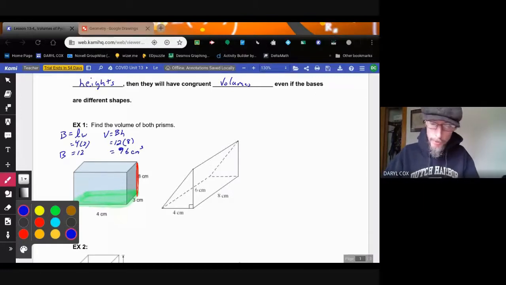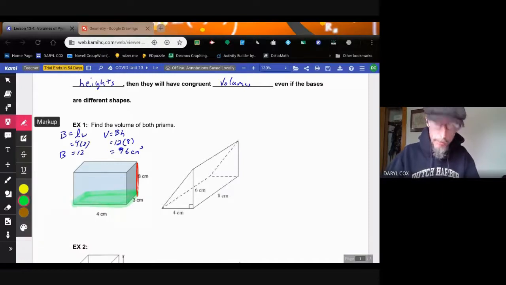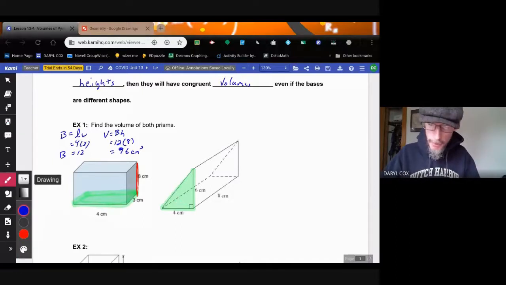Now let's look at this other prism. The base of this prism is not the bottom this time. Remember, the base is the side that's not a rectangle. So my base is this triangle here. These two figures have two completely different bases. Shouldn't have anything in common, right? So the area of the base is 1/2 base times height, and the base and height this time are the base and height of the triangle. That's why I'm using lowercase letters. So that's a 4 and a 6. So B equals 1/2 times 4 times 6.